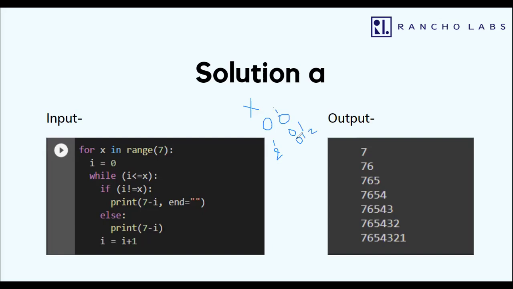7 minus I. So in the first row, 0 is possible, 7 minus 0, 7 is printed. In the second row, 0 and 1 are the possible values: 7 minus 0, 7, 7 minus 1, 6. In the third row, 7 minus 0, 7, 7 minus 1, 6, 7 minus 2, 5. In that way, we'll be repeating up to 7 lines. If both x and I are the same, we'll be giving end as default, the next line. If both x and I are not equal, then we'll be giving end as nothing. So the elements will be printed side by side.